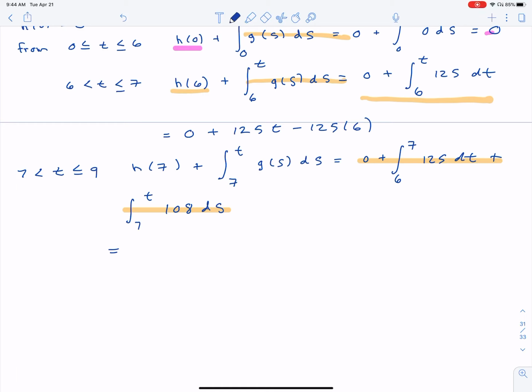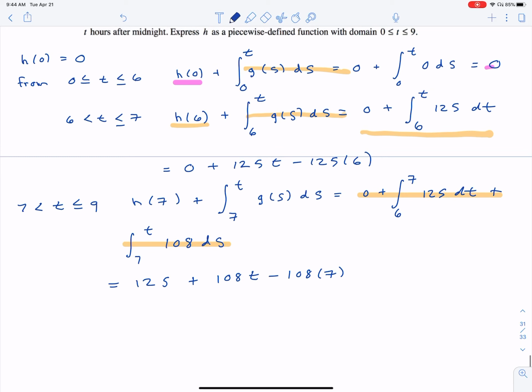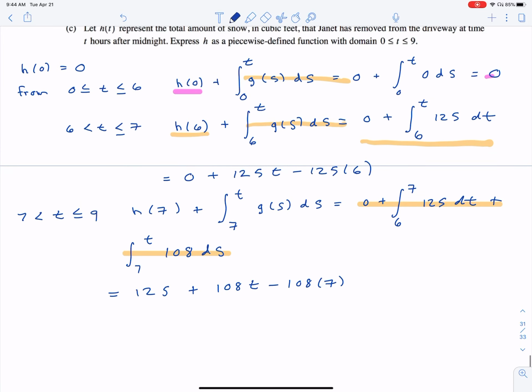So this becomes 125 times 7 minus 125 times 6, which is 125. Then I'm going to add to that 108 t minus 108 times 7. Okay, so I have 3 functions, and I'm going to highlight them here. So function number 1.